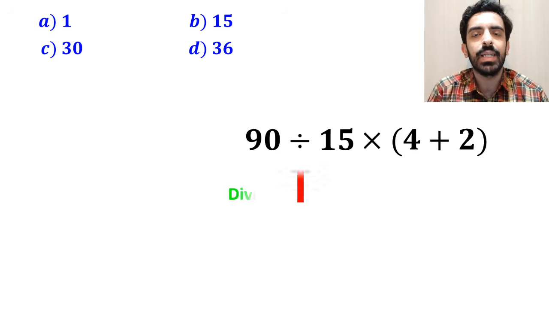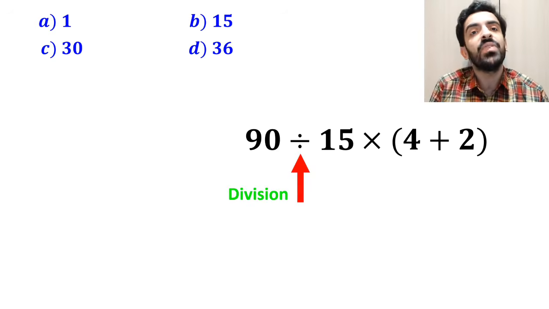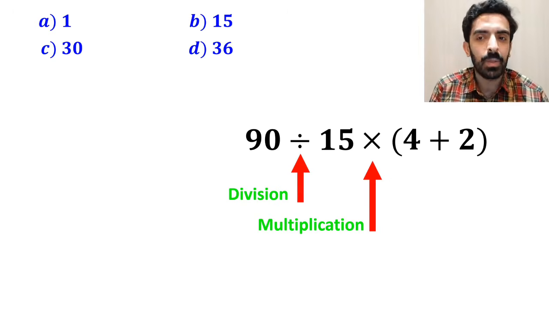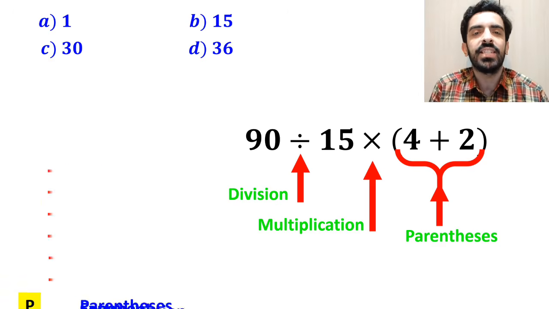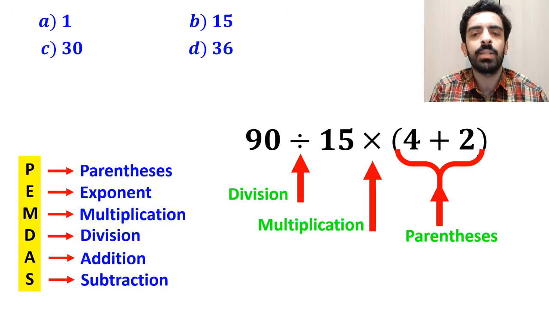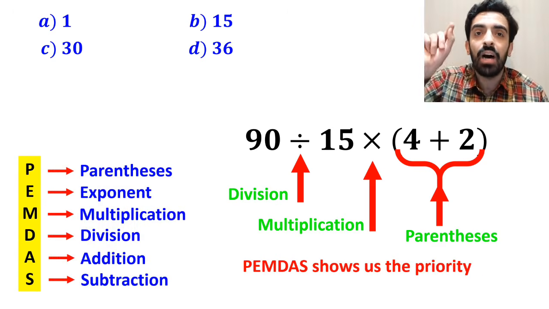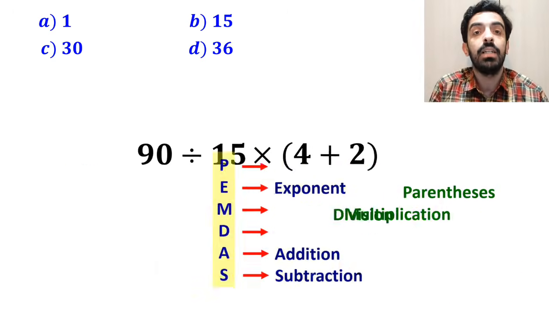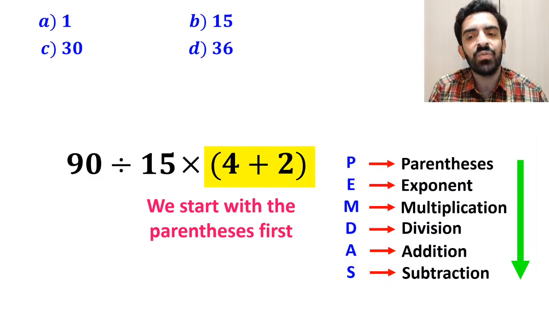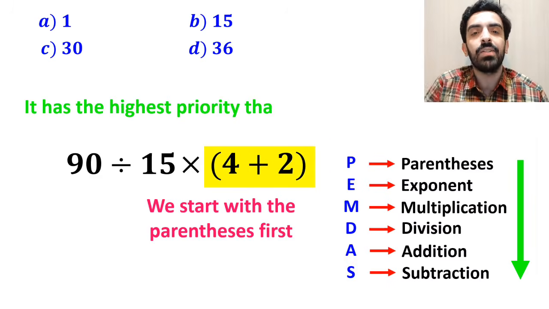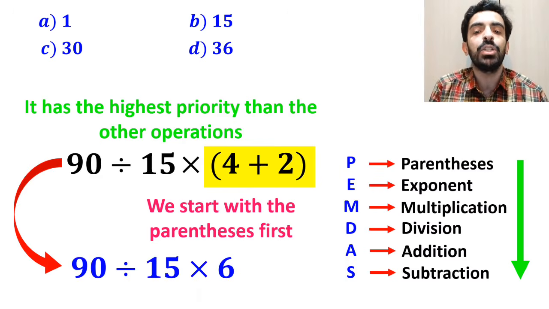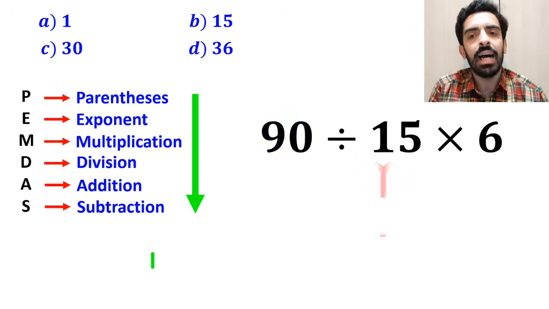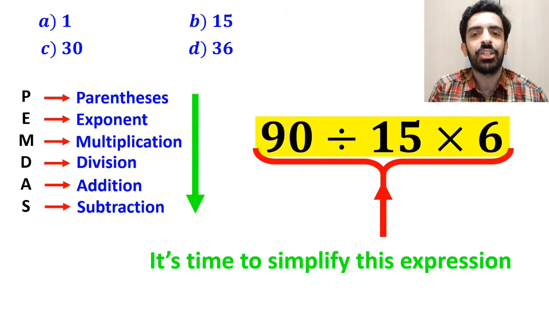As you can see on the screen, in this expression, first we have a division sign, followed by a multiplication sign, and finally parentheses. To solve this question, we need to use the PEMDAS rule. PEMDAS shows us the priority of the order of operations. So, we start with the parentheses first, because it has the highest priority among the other operations. Okay, this expression simplifies to 90 divided by 15, then multiplied by 6. Now, it's time to simplify this expression.